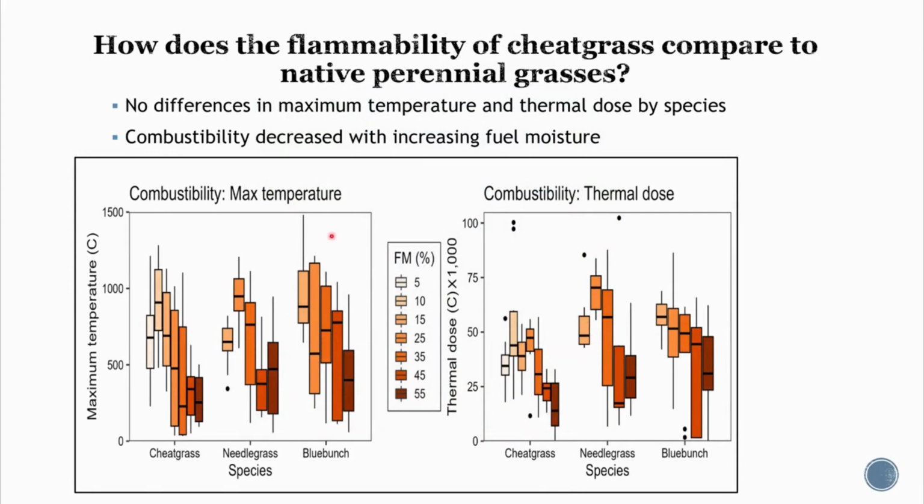But when we take a look at this overall, what we find is that when you look at maximum temperature, as you go, with cheatgrass, from low fuel moisture to high fuel moisture, you can see that the temperatures decline. And that's true for needlegrass and blue bunch wheatgrass. That occurs all the way across. Combustibility, the same sort of thing. So we see a decline as we go.